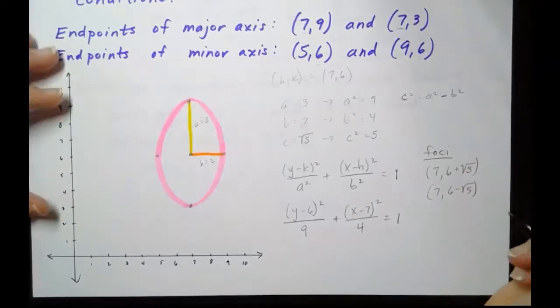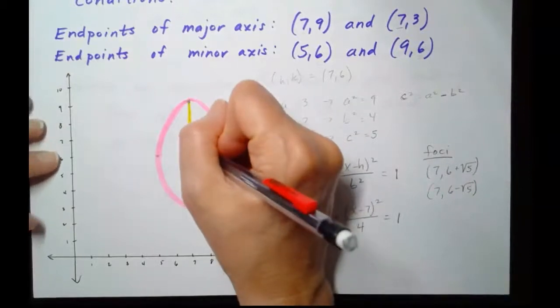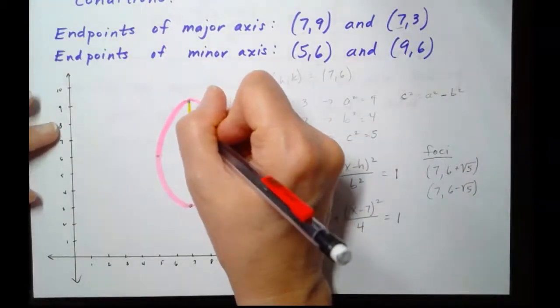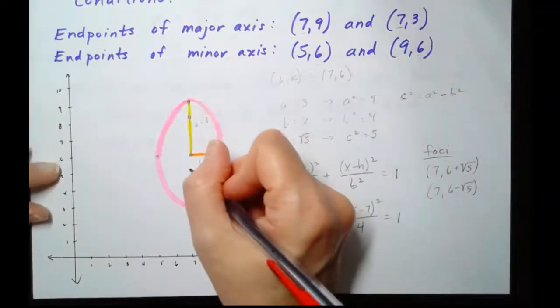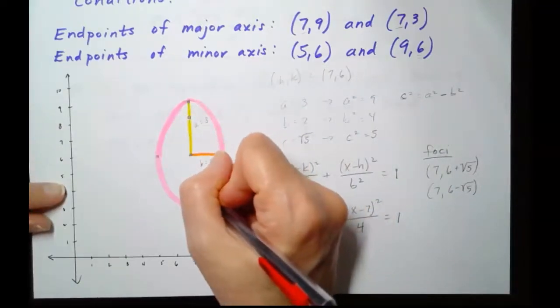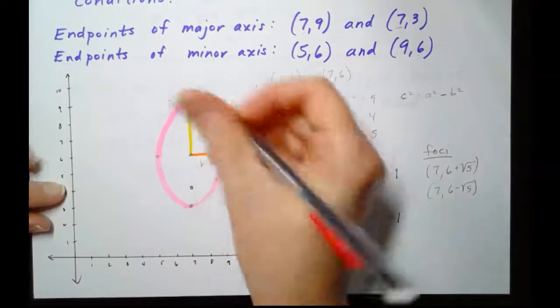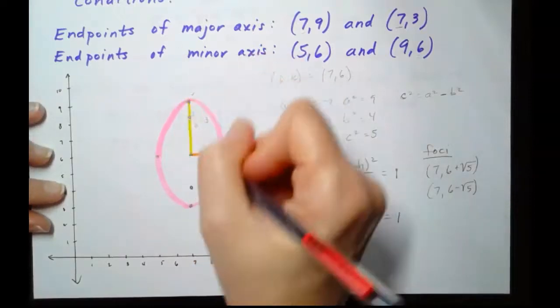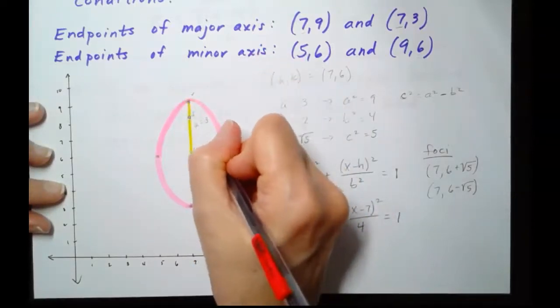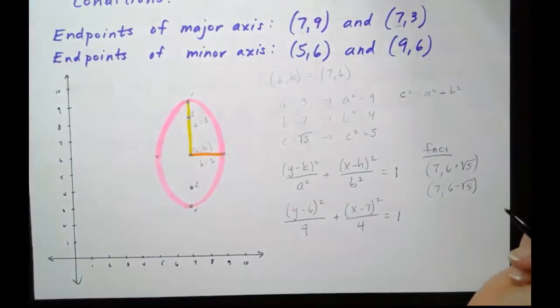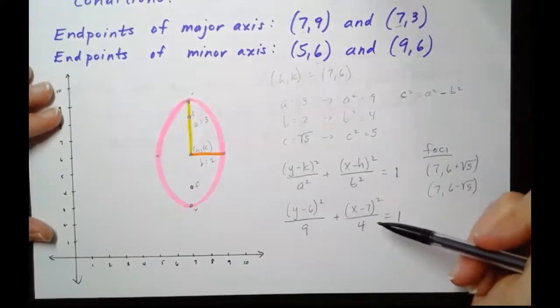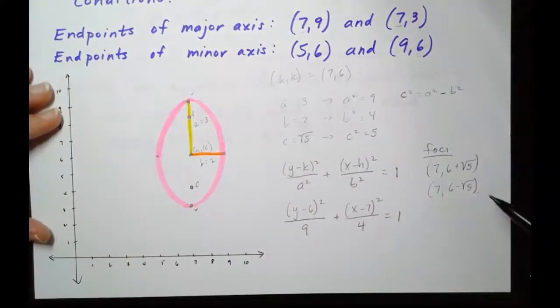Root 5 was 2.24. So up 2 and a quarter, so there's a focus, and then down 2 and a quarter, about right there. So vertex, focus, HK, focus, vertex. There's our ellipse. This is our standard form of the equation, and these are our foci.